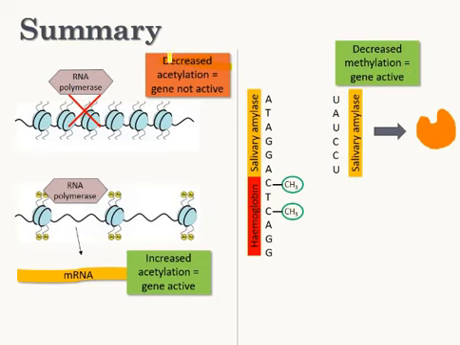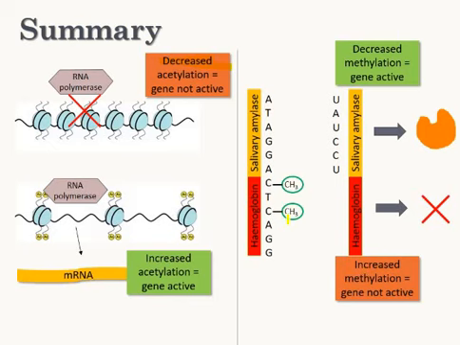So you do actually almost have to visualize what is happening to remember what happens. And then if we have increased methylation, that means that RNA polymerase cannot bind, and so you never make the mRNA, and so you never make the protein. So we say the gene is not active.